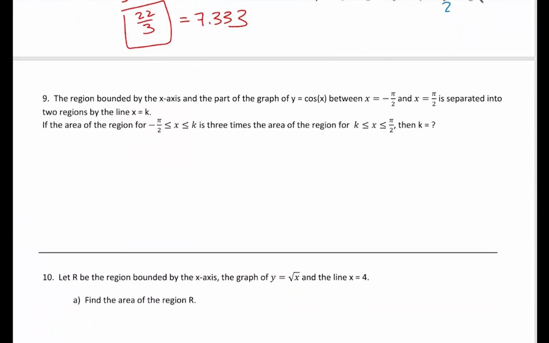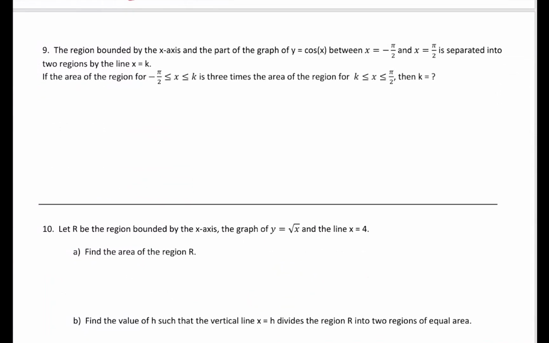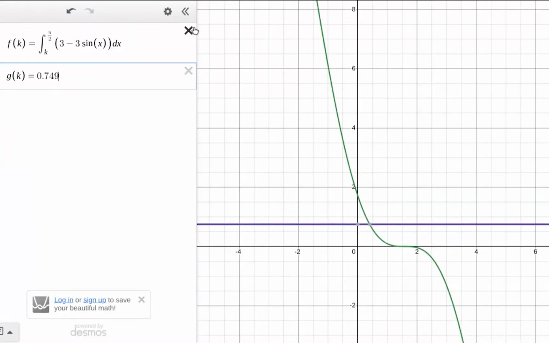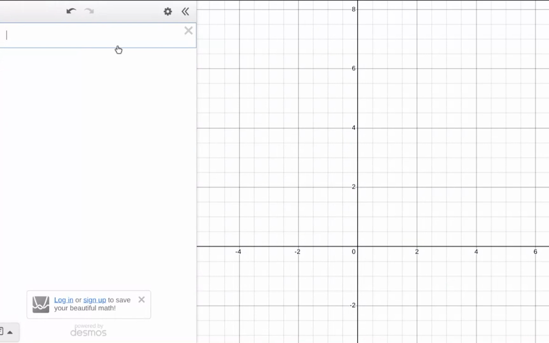Okay, moving on to number 9. It says the region bounded by the x-axis and part of the graph of y equals cosine x between negative pi over 2 and pi over 2 is separated into 2 regions by the line x equals k. Okay, let's go back to Desmos and start typing this, to see what's actually happening here.